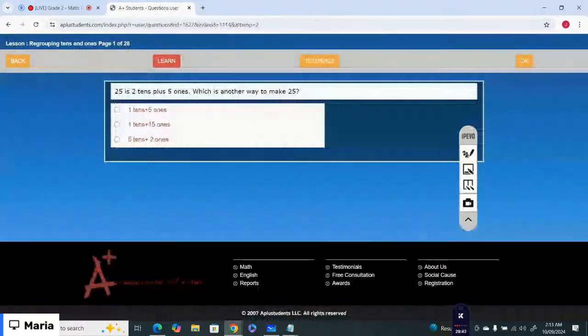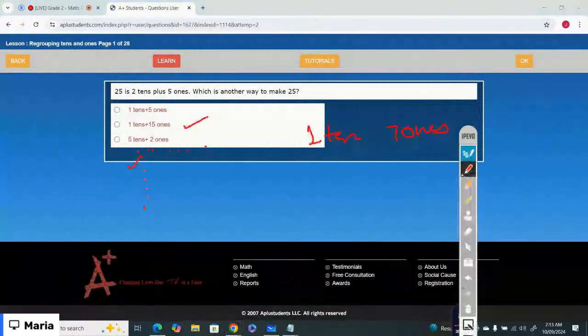25 is 2 tens plus 5 ones, which is one way to make 25. You need to find the other way to make 25. The other way to make 25 is 1 tens plus 15 ones, right? You have 1 tens and 15 ones. That is the correct option.